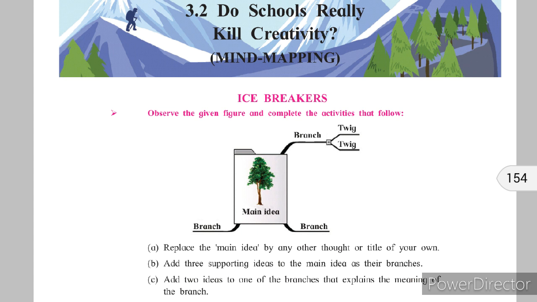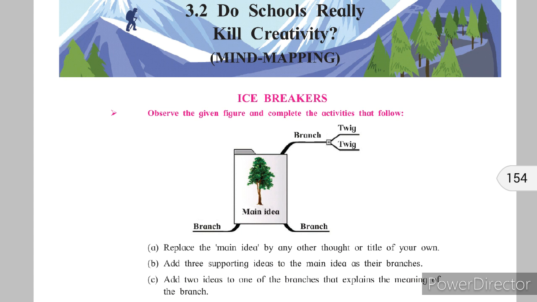Dear friends, let's talk about the icebreakers activity, because without having a look at this activity we cannot proceed. As I had already told, these activities are also known as open-ended questions, wherein the answer will be different because it depends on the students, because this question has different answers based on different students' understanding and their comprehensive power, right? So the first activity is: observe the given figure and complete the activities that follow.